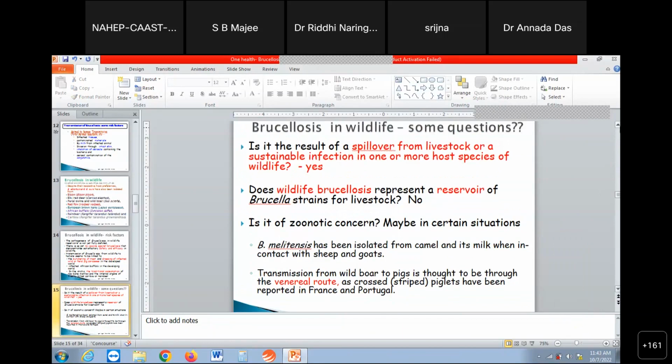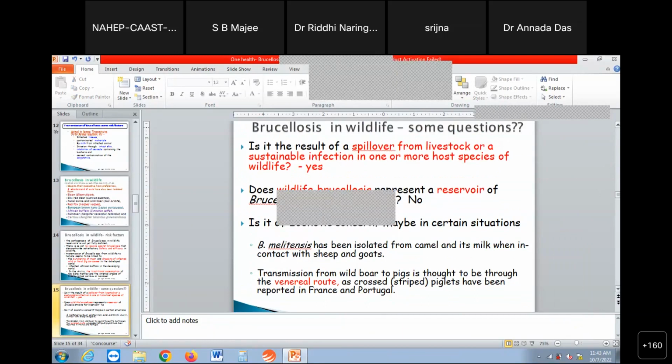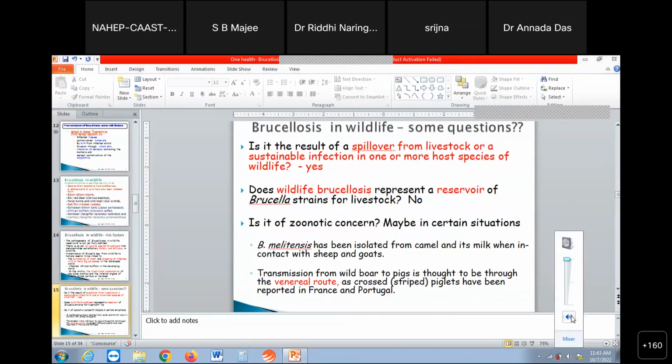Brucellosis in wildlife, there are some very important questions to be answered. Number one, whether it is a result of a spillover from the livestock, or a sustainable infection in one or more host species of the wildlife. The answer is yes. It is very much there, and it is a spillover from the livestock, and a sustainable infection within the wild ruminants is quite common. So the answer is yes.